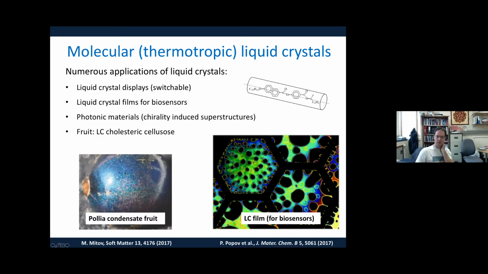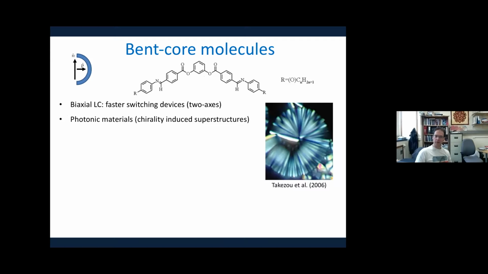Now, this is when you think about rod-shaped molecules, but of course, you can also think about bent core molecules. That's another class of molecules that exist, and there are many of these. This is just one example of which I don't even know the name. But bent core molecules are interesting because, rather than having one direction, the long axis that you would have in a rod-like system, you have two directions now. So they're biaxial particles, so biaxial molecules. They've got a long axis N, and they've got a polar axis P.